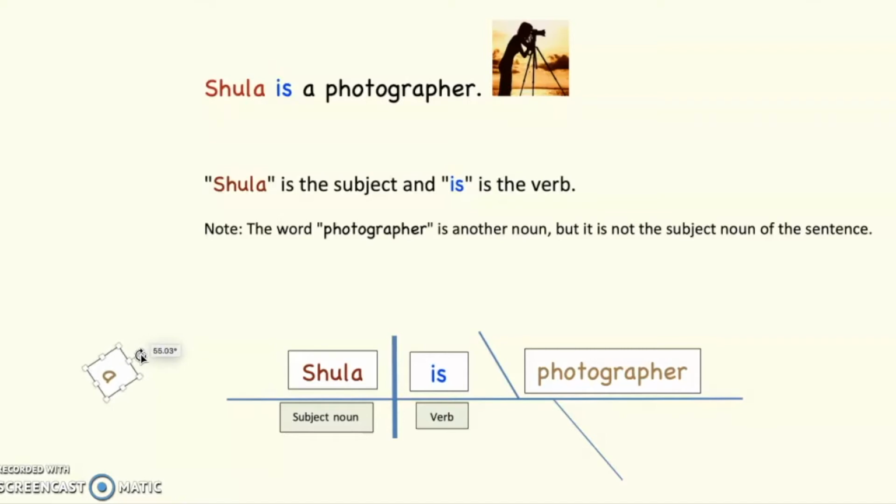I'm going to put the A underneath photographer because it is being used to talk about the photographer. It's actually an article. Anyway, the structure of this sentence shows there's only one clause. There is the subject noun, which is here, and then there's everything on this side, which goes with the verb. So once again, you can see that this sentence only has one clause because it only has the one dividing line.